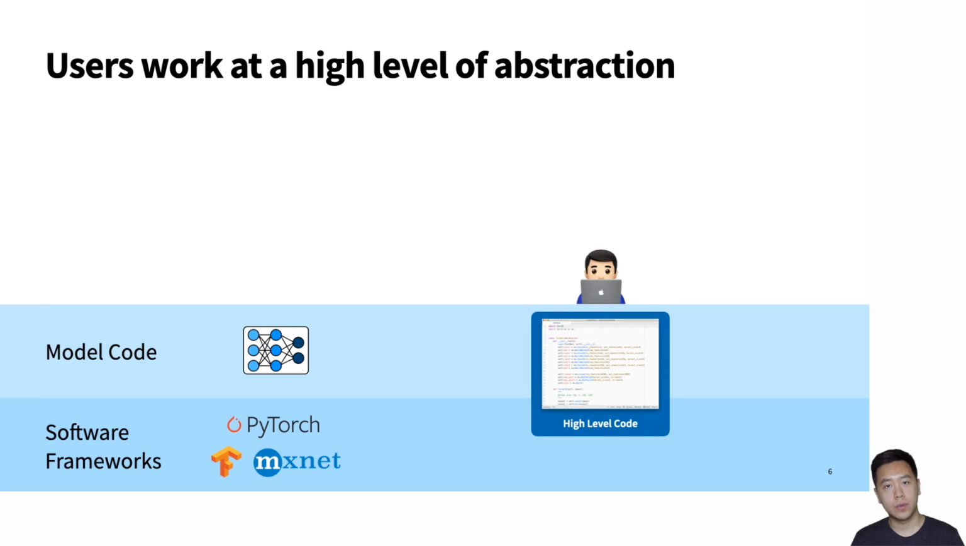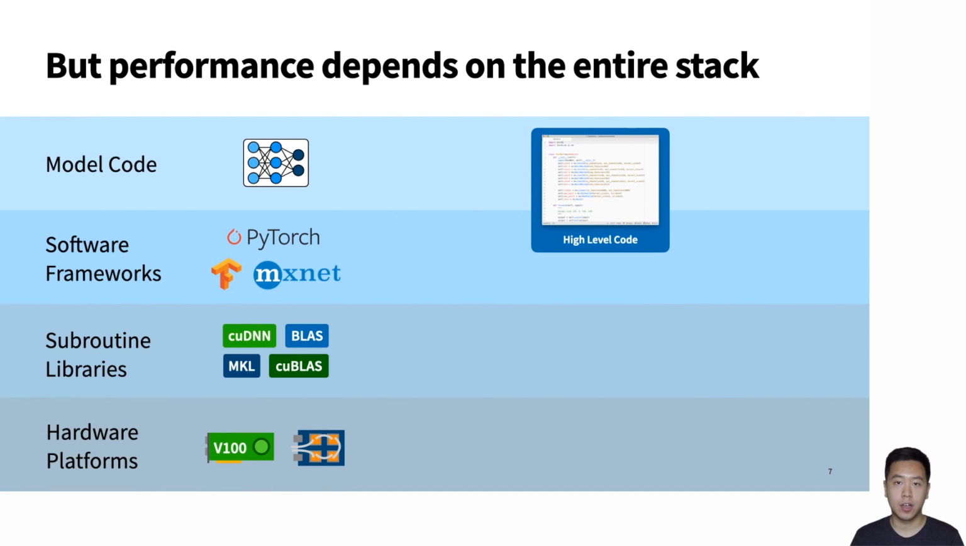Part of the issue is that deep learning users really work at a high level of abstraction. They implement their models in Python and with the help of software frameworks such as PyTorch, TensorFlow, and MXNet. But really, performance depends on the entire software and hardware stack, and there are subroutine libraries and hardware platforms underneath that do a lot of the heavy lifting for training.